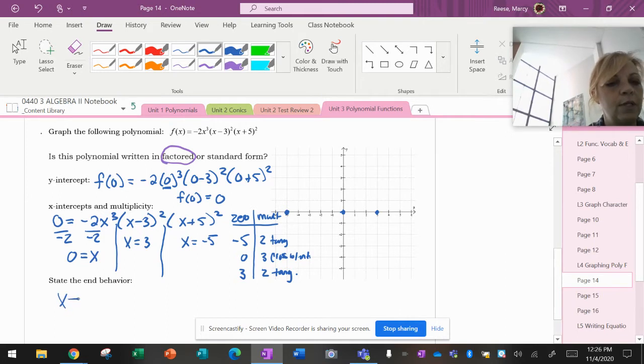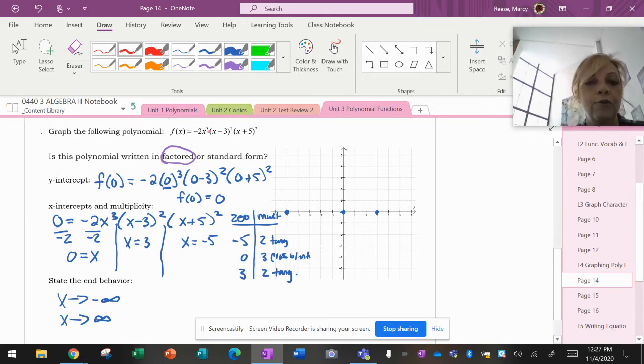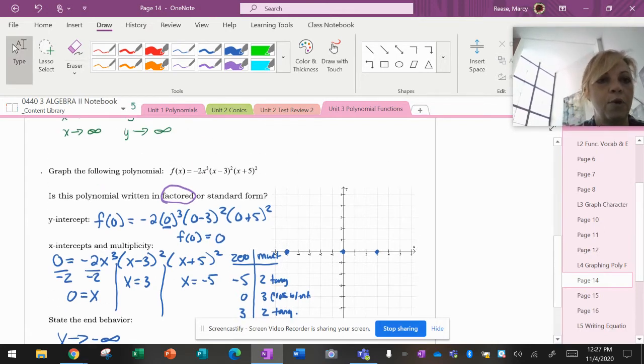So remember, as x approaches -infinity and as x approaches infinity, that's what we're looking for. In order to do that, we need the lead coefficient and we need the degree. So remember, when it's factored, you've got to take the first term. So come on up here to the top here. And we've got to take the first term. So this one here is a little bit thicker.